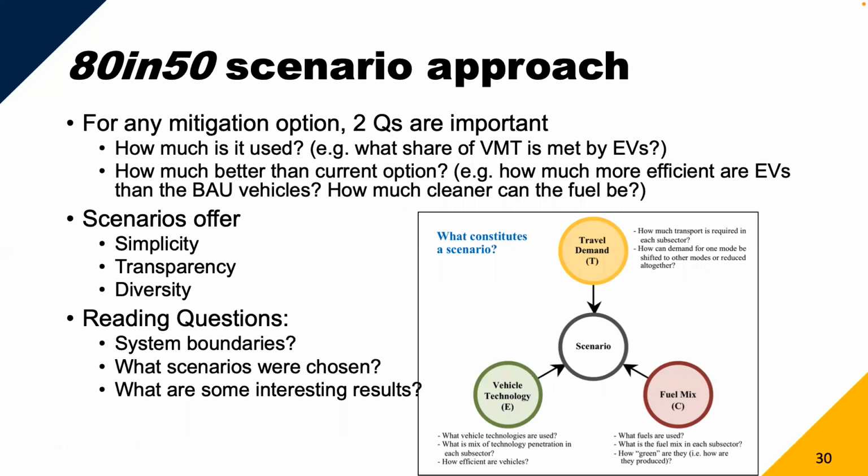Yeah, and so general thoughts about specific things within the 80 and 50 scenario approach. You can think about different mitigation options. How much is it used? How much is it better than the current option? Again, these are factors that let you adjust those parameters in a much easier way. And the nice thing about this is it's quite clear to understand thanks to its simplicity.